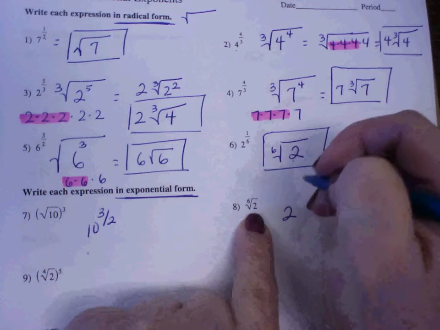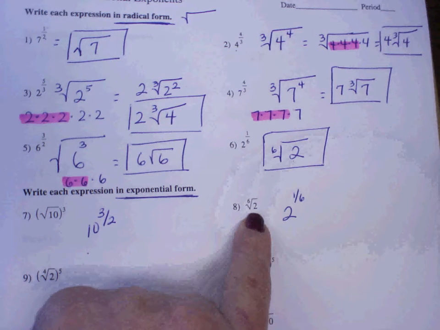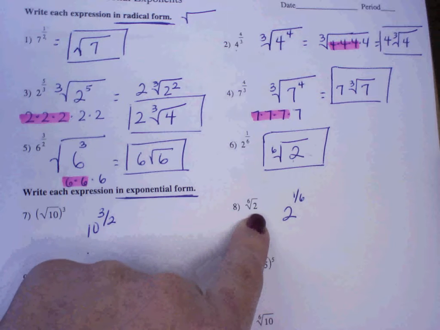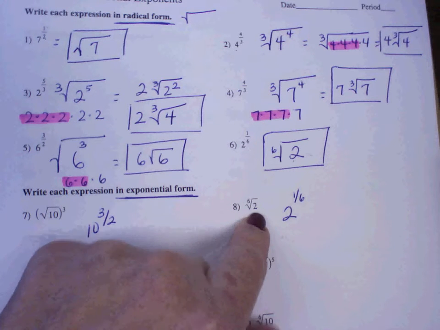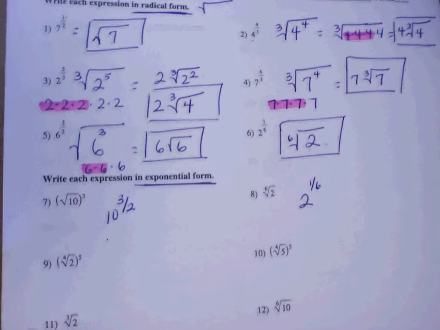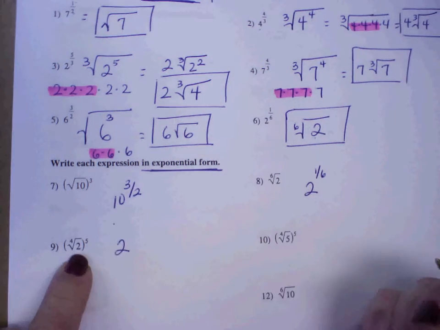2 to what? Say that again. 1/6. Thank you. Cornelius missed this on Friday and he already has it. Shame on the other ones, because he's answering a lot quicker than the people that stayed here Friday.